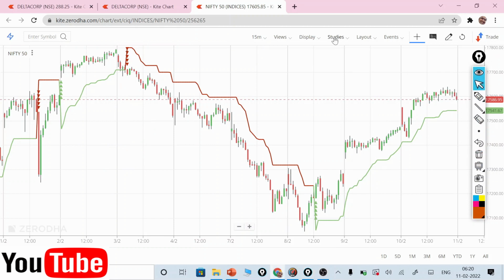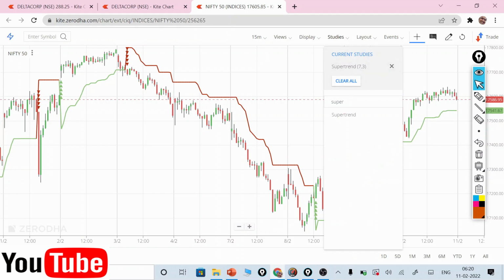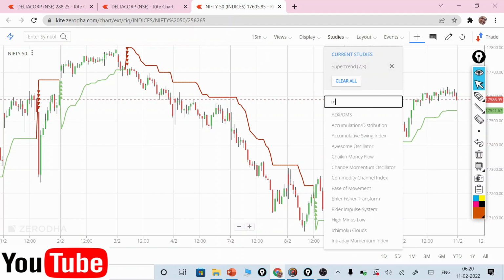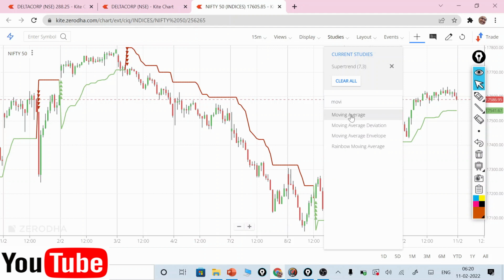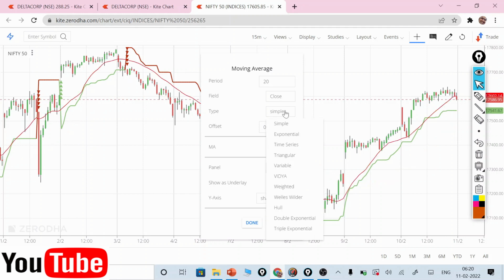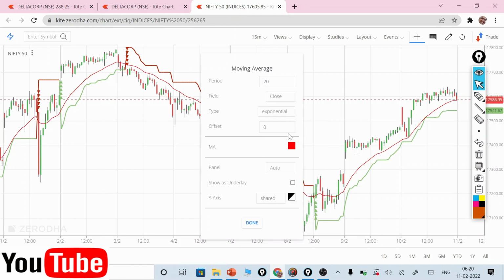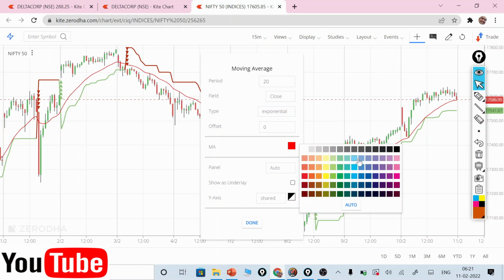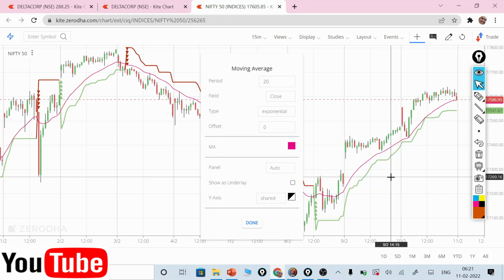So I am going to studies. Let me put moving average. And in moving average, I will use a short term exponential moving average. Don't use simple, use exponential. I will change the color to pink.